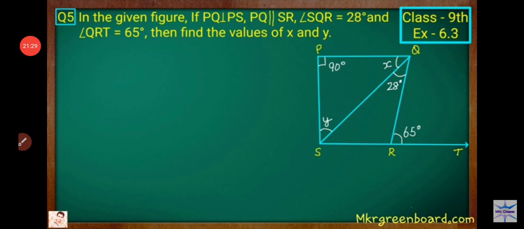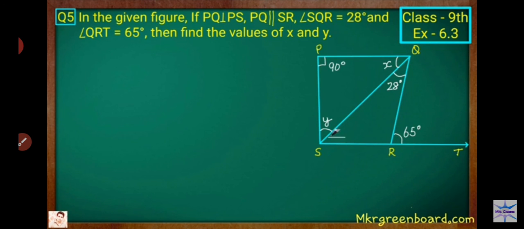Let's read question number 5. In the given figure, PQ is perpendicular to PS. What is the meaning of perpendicular? That is 90 degree. PQ is parallel to SR. It's also given, SQR is equal to 28 degree and QRT is equal to 65 degree. Then find the value of X and Y. See, if this is parallel to SR and SR is produced to T, so PQ is parallel to ST also.